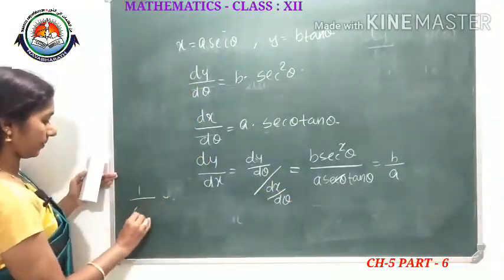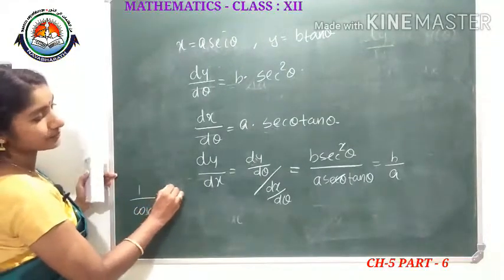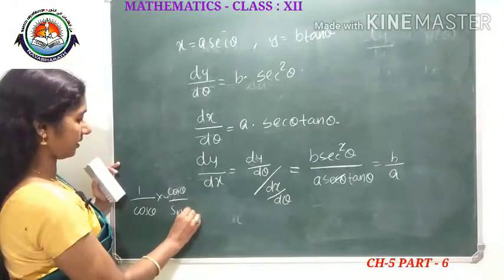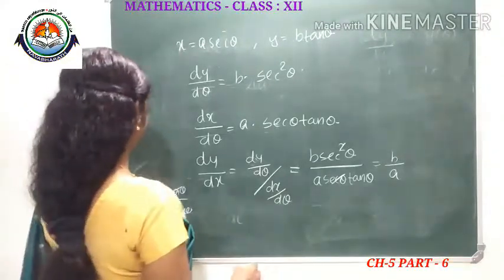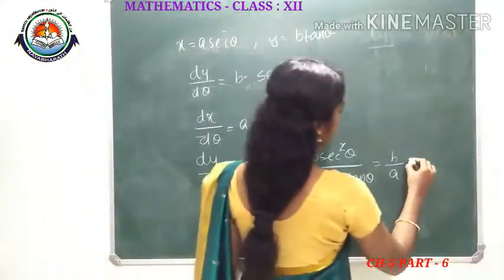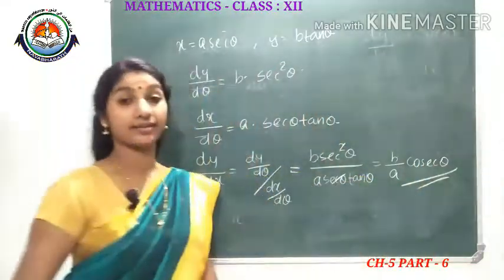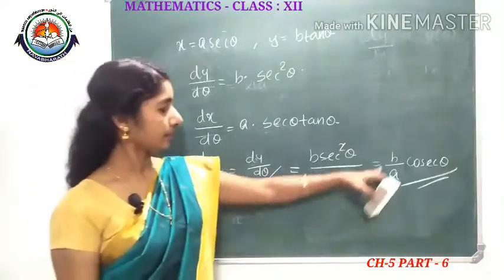Sec theta is 1 by cos theta into cos theta by sin theta will come. So finally we are getting 1 by sin theta, that is cosec theta. Sec theta by tan theta is cosec theta. So we are getting b by a cosec theta.